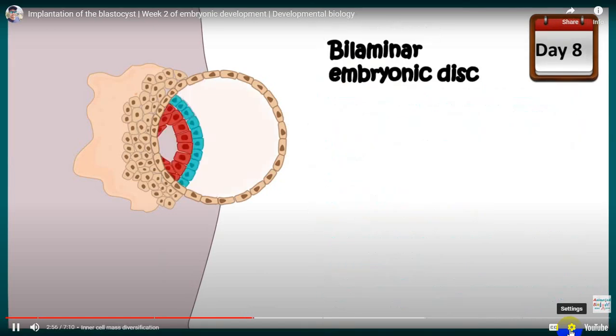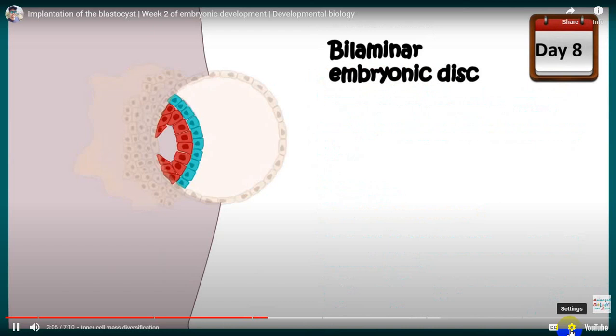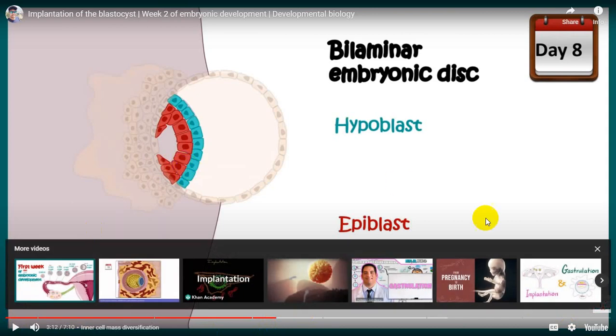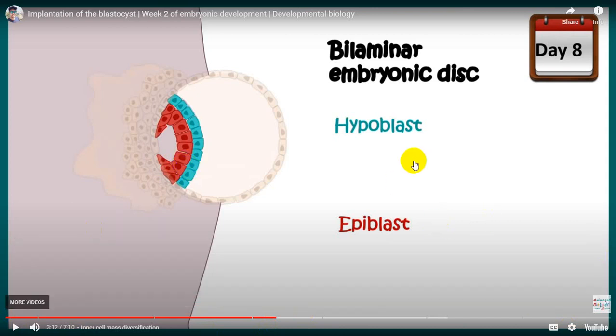At day 8, the inner cell mass also diversified, and now it's known as the bilaminar embryonic disc. It has two layers. One, the hypoblast. The second is the epiblast. Okay, so the bilaminar disc is very important. This is the hypoblast. You can see the color. This is the epiblast. You can see the color. These two layers is what we call the bilaminar disc. So the bilaminar disc has started forming.